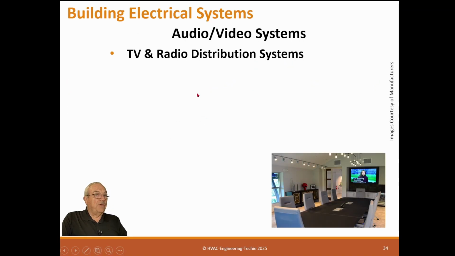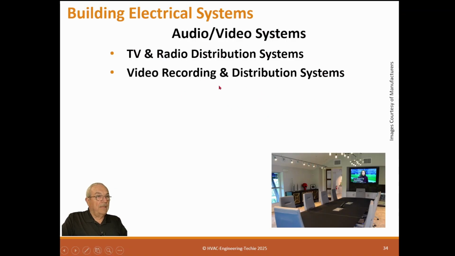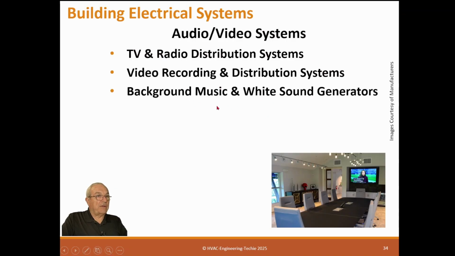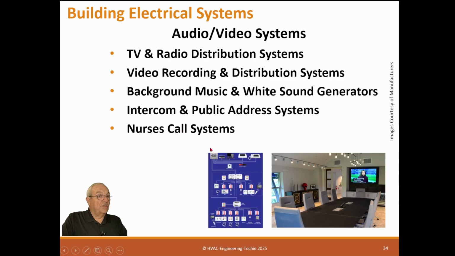Audio-visual systems or TV and radio distribution systems. These are becoming much more prominent now than they used to. Video recording and distribution systems, background music and white sound generators, intercom and public address systems, nurses' call systems in buildings. There are other systems, but these are basically the audio-visual systems we put in most buildings, and clock systems. Clock systems used to be a pretty big thing because they had to run wire to them. Now they're all wireless, so they keep track. And that's intended for like school systems or hospitals, and all the clocks say the same time. So you don't have to go around and adjust clocks. They're automatically on the right time.